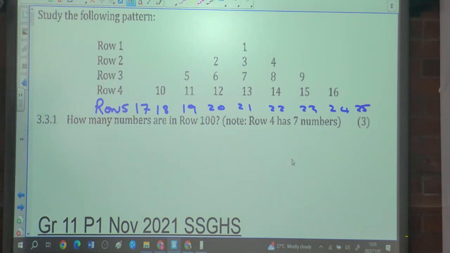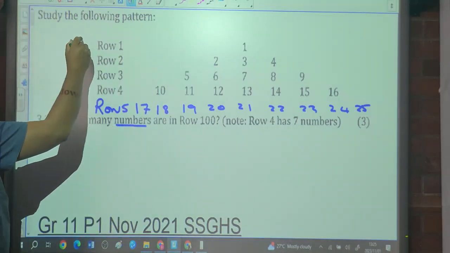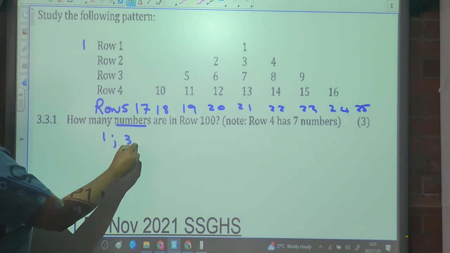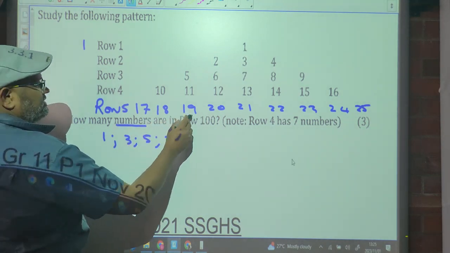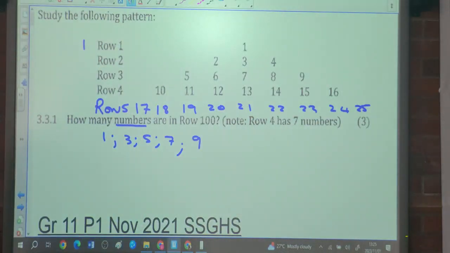So row 1, they want to know how many numbers. So row 1 has how many numbers? 1. Row 2 has how many numbers? 3. Then 5, then 7. Then 2, 3, 4, 5, 6, 7, 8, 9. Okay.